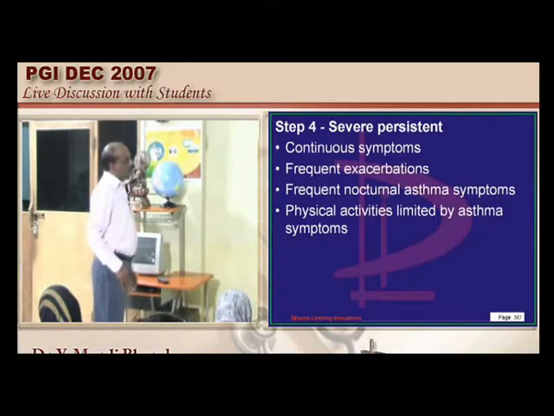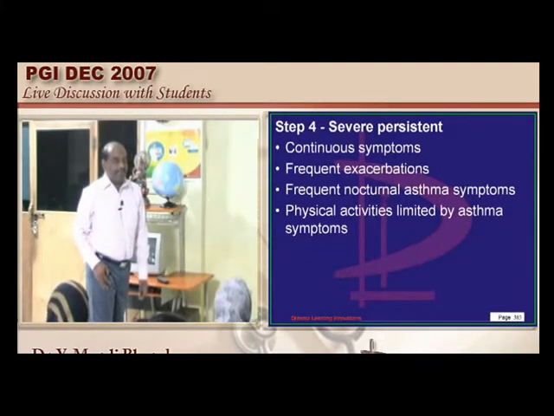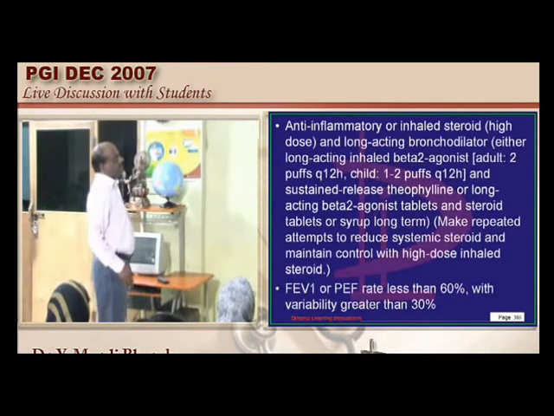And severe persistent patients need to take a high dose inhaled steroid and a long acting bronchodilator. And when do you call it based on PEF? PEF less than 60% is called severe persistent.